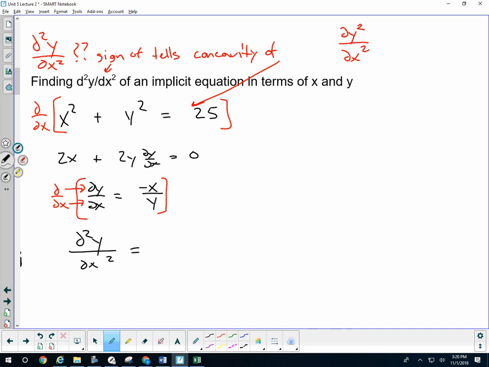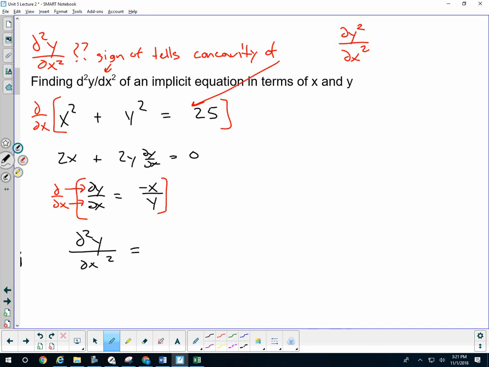Quotient rule, please. Making sure that the derivative of y is dy/dx. Making sure you have the bottom being squared. Careful, careful, careful. It's just going to be here. So the derivative of the top times the bottom minus the derivative of the bottom. So that side. There we go.